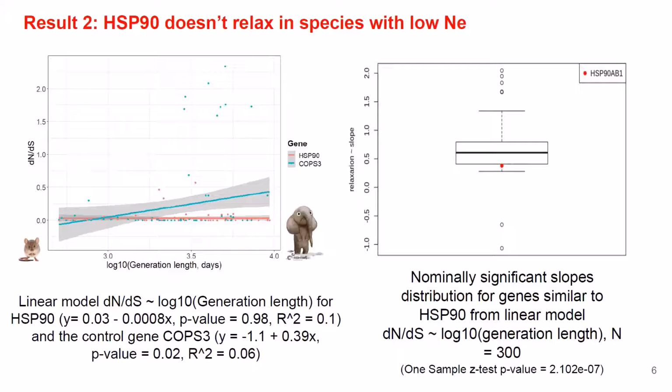Also, we compared HSP90 with a subset of similar genes. We chose 300 genes, and for each gene, we built the same simple linear model and compared the level of relaxation of all these genes. In this distribution, we see that the level of relaxation of HSP90 is at the bottom of the distribution, and so these results are in line with our expectation.